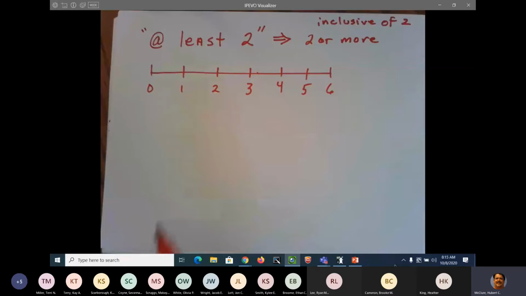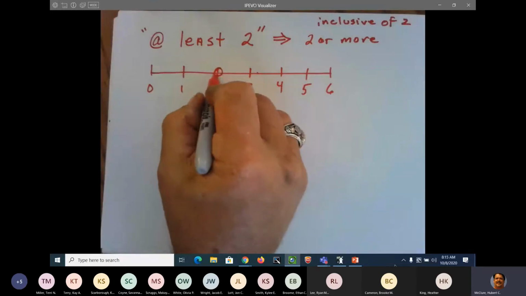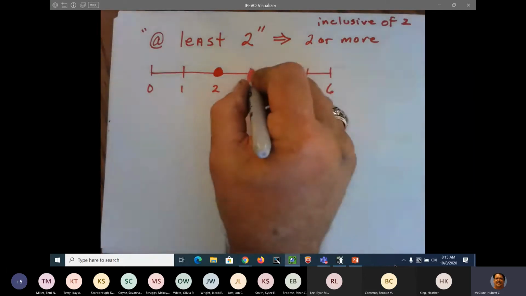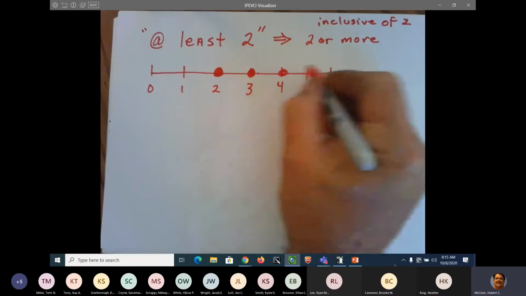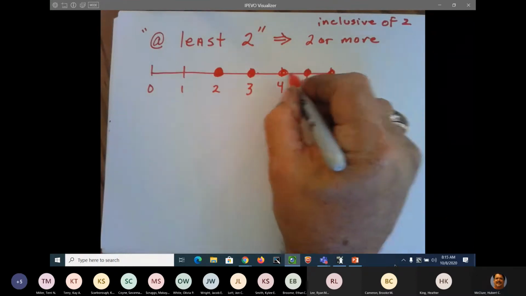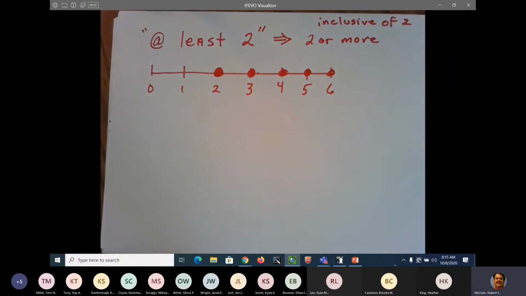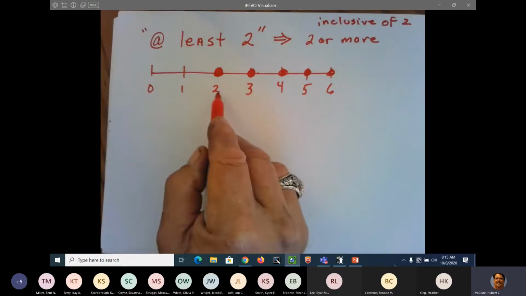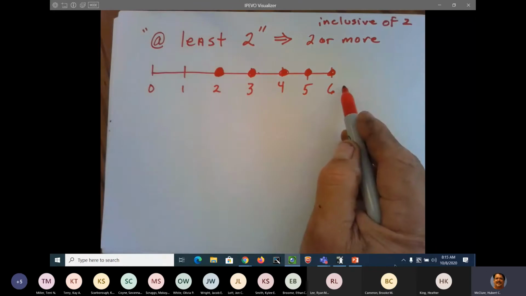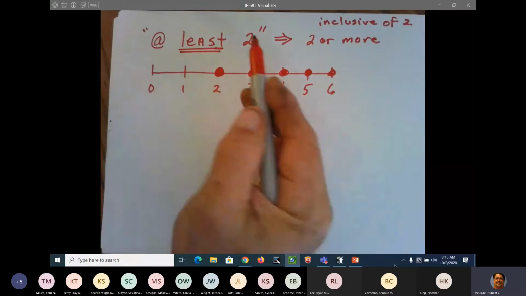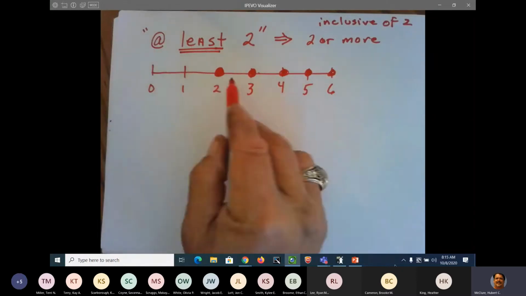So that means that I can draw a closed circle here. And since I don't have decimals, I can't shade, but I can do this. So that means that I can include 2 and everything greater than 2. So where "at least" you would think that means low numbers, actually it means the numbers above 2.